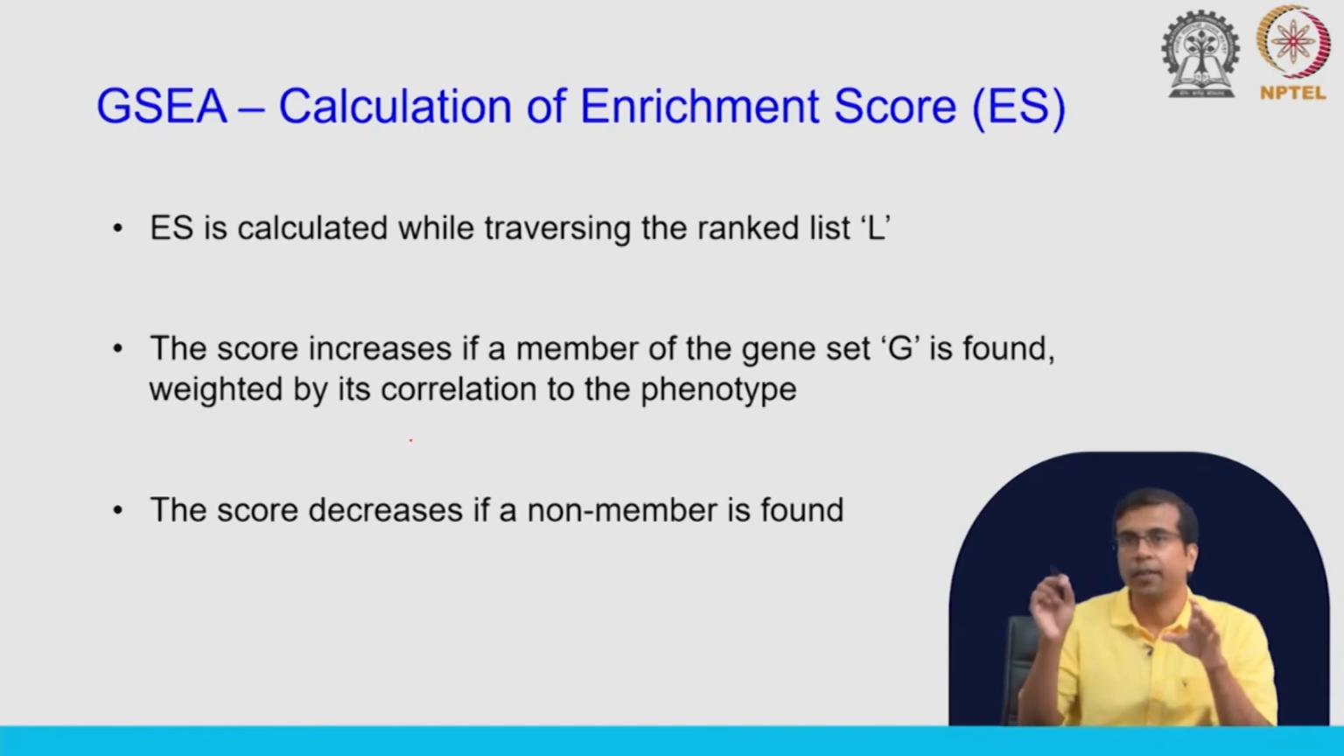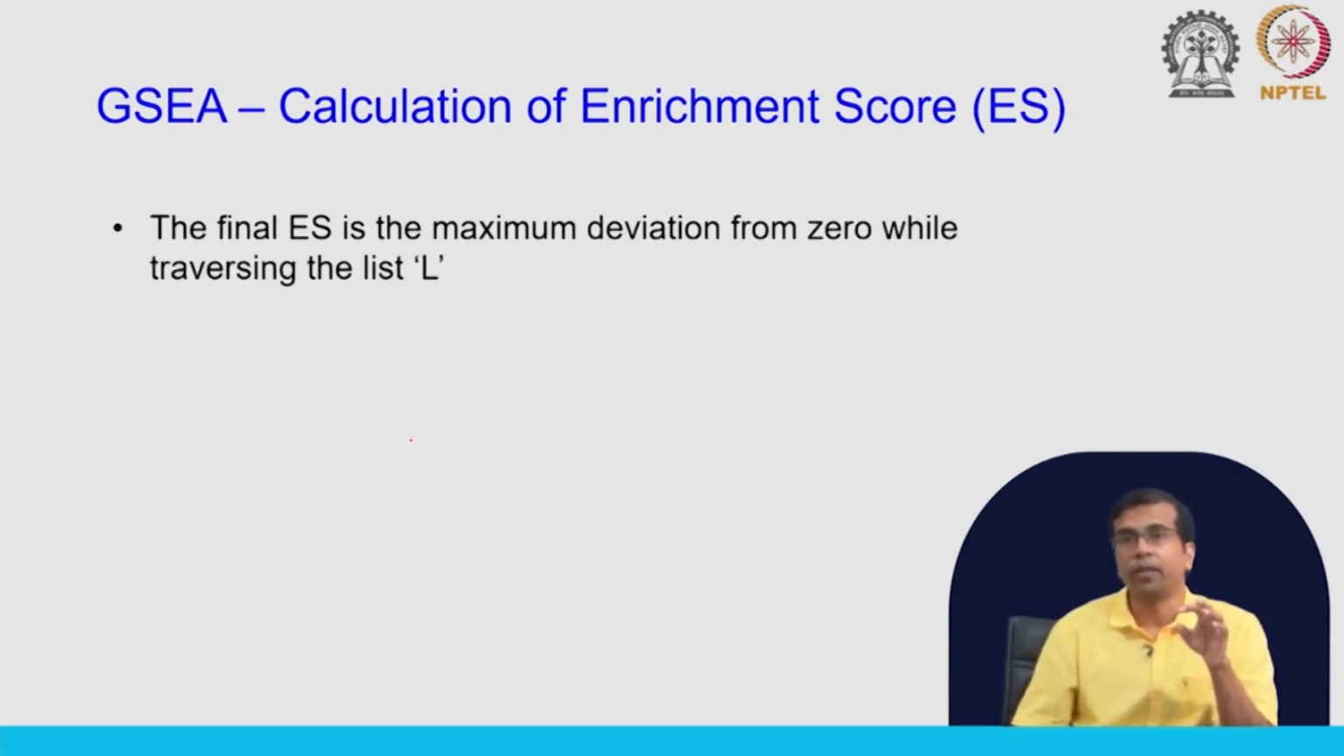So, you are looking at the rank list, you are considering these genes from the gene set, and then you are counting. You are seeing whether there is a match. If there is a match, you have an increase in score. If there is no match, then there is a decrease in score. Okay. So, how do you calculate the final score?